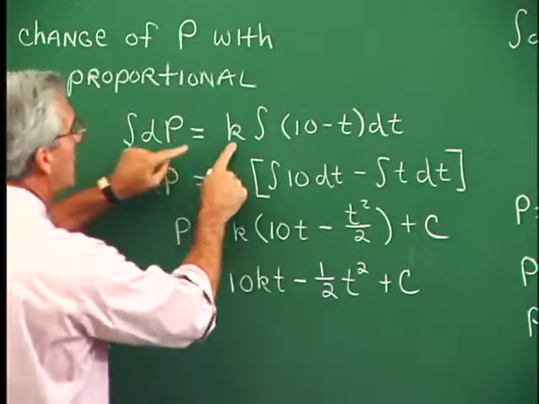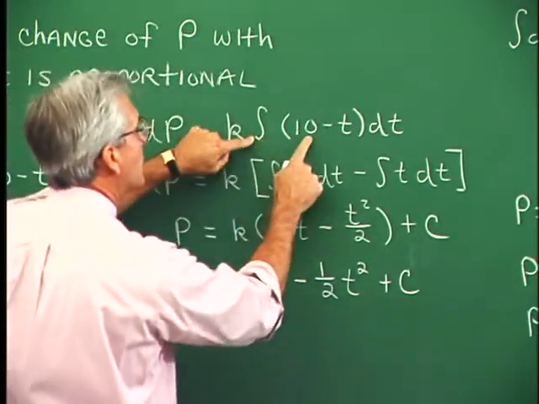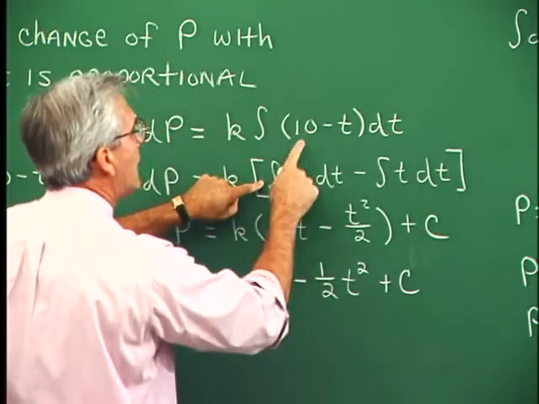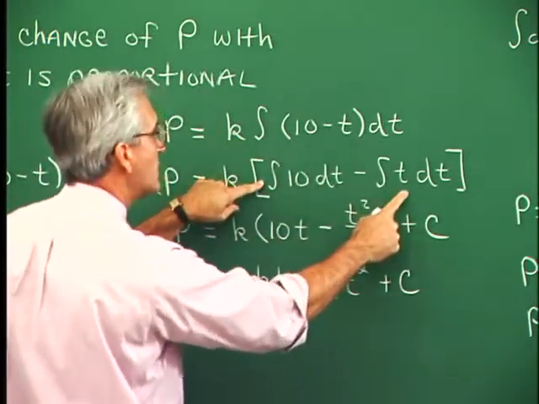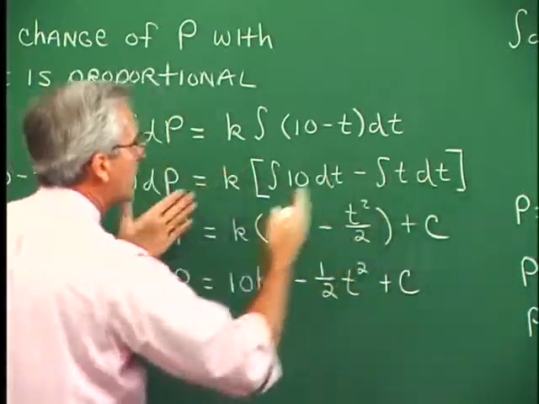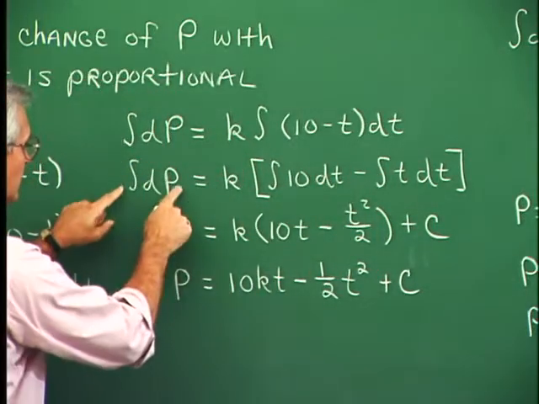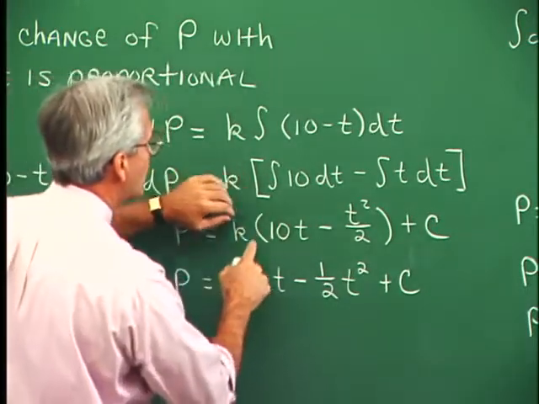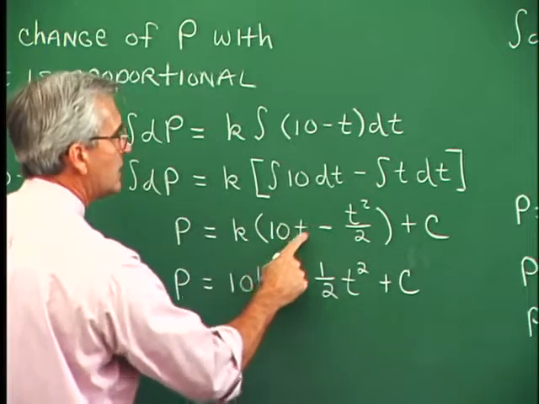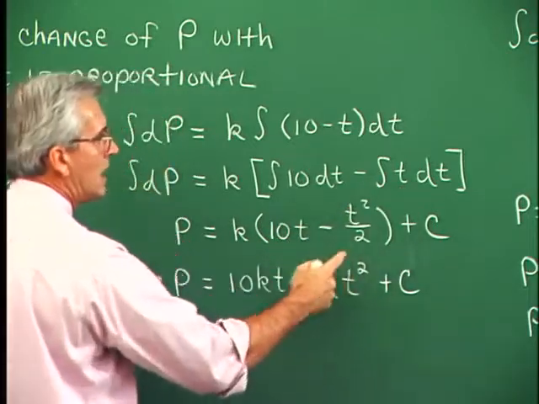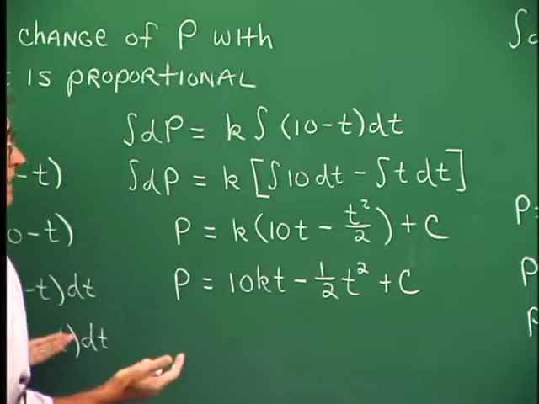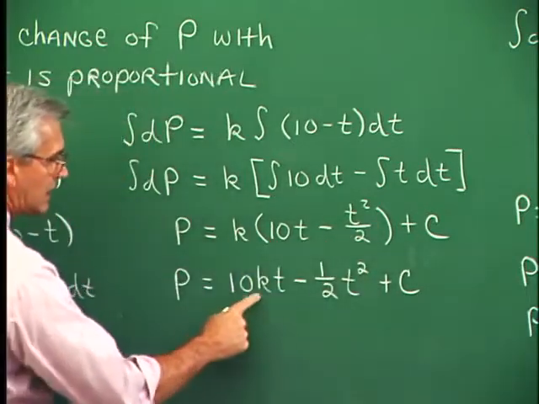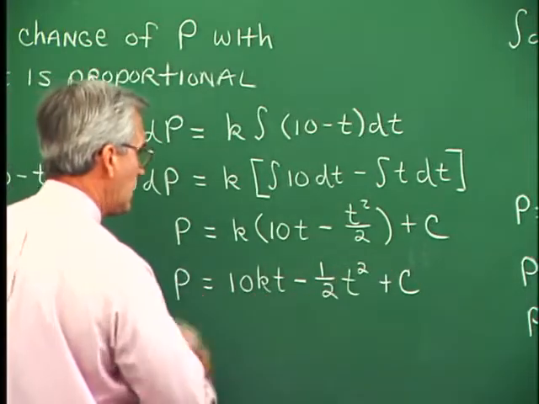At any rate, the k comes out, and I'm thinking of the integral of 10 minus t dt. It's the integral of the 10 minus the integral of the t part. These are very simple integration techniques that we can use. The integral of dp is simply p, and in the brackets here we have the integral of 10 is 10t, the integral of t is t squared over 2, and then we have our constant. Now, at this point, all we need to do is distribute the k through this binomial, so we have 10kt minus 1/2 kt squared plus our constant.